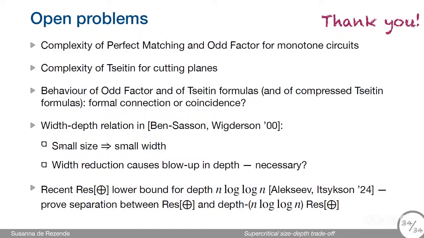On separating Res(parity) and depth n log n Res(parity) and supercritical trade-off: if supercritical trade-offs did not exist, then we could always reduce the depth without blowing up the size. And in that case, an exponential lower bound for depth n log n would already be an exponential lower bound for any depth. But I expect there to be supercritical trade-offs here too. So can we show a separation there? That would answer the last question.